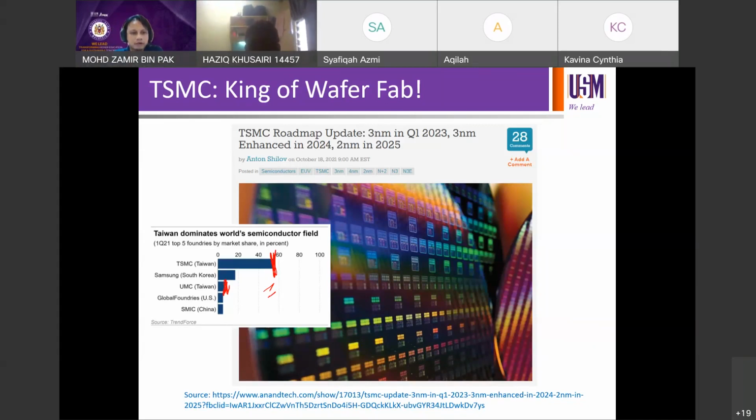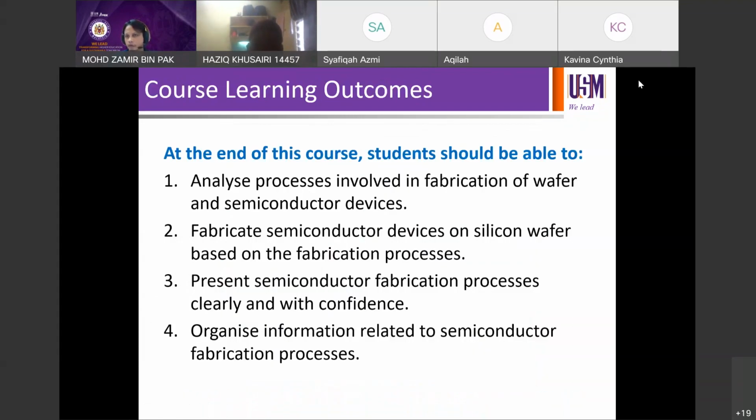So we have Samsung with about 20% or so market share, and then you have GF from US with about 7 or 8%, I believe, and we have GF in Singapore as well. Okay, so these are among the domination of the top wafer fabs. So back to this course.